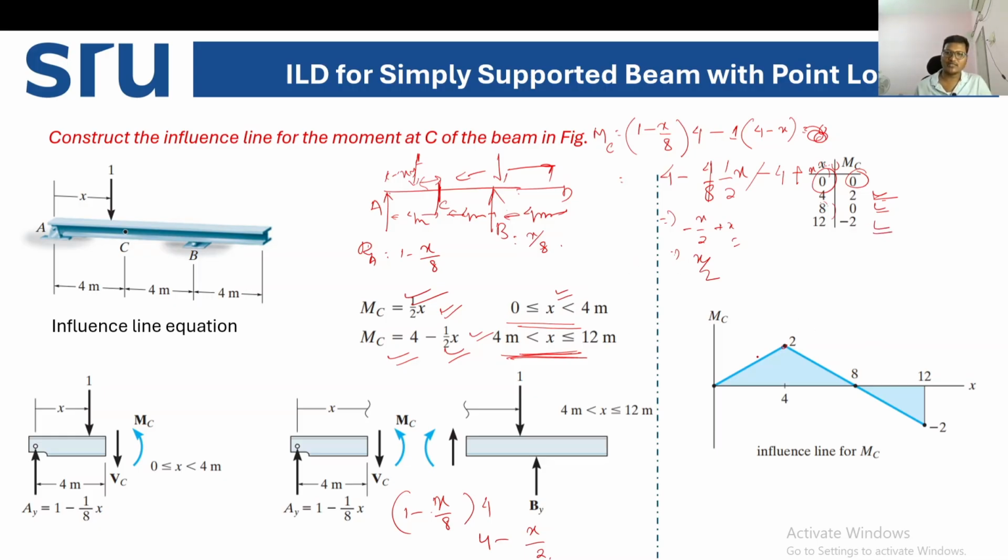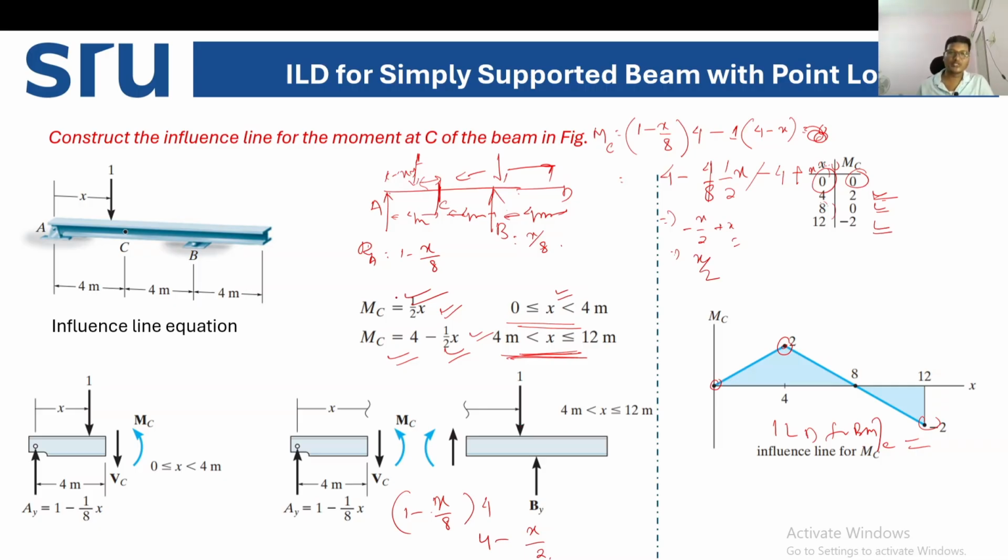Now we'll connect the values. X is equal to 0, the value is 0. X is equal to 4, the bending moment is 2. X is equal to 8, the bending moment is 0. And x is equal to 12, the bending moment is minus 2. If you connect the points, we'll get the influence line diagram for bending moment at C.